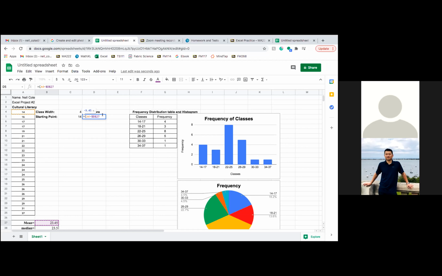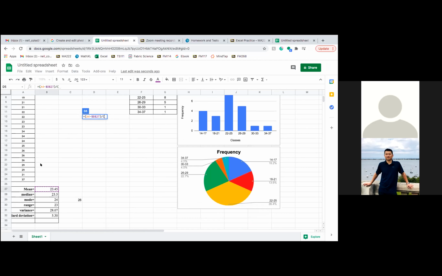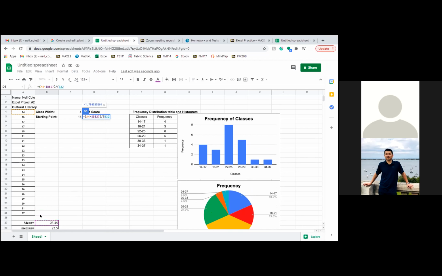Dollar sign in front of the D, and then close, and then divide by the standard deviation, which is this. And put a dollar sign in front of B, dollar sign, and close. Enter. And then just drag it, right? Yeah, it should be good.